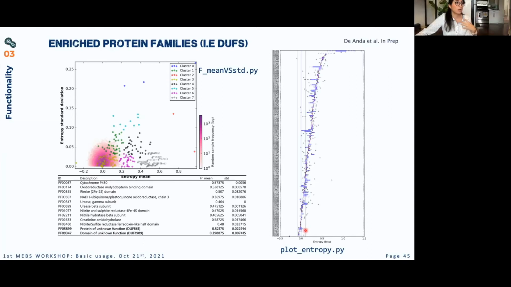And this is another representation of that. Here is the distribution if you calculate the relative entropy randomly for each of these PFAMs thousands of times, and then we see here the values that are away from that random distribution. And this is implemented in MEBS. These are scripts that you can use already, and they are under the scripts directory, and you can easily get these plots if you use MEBS.